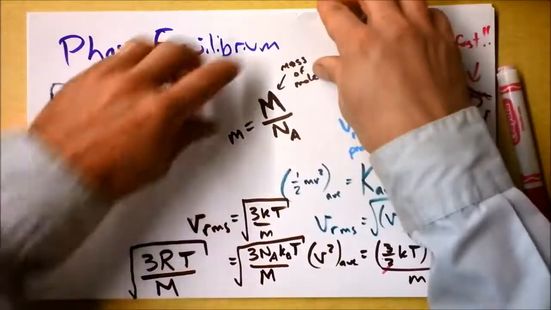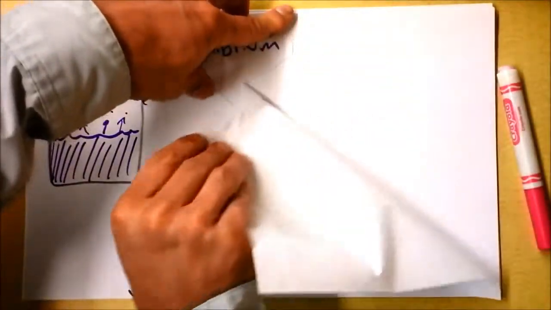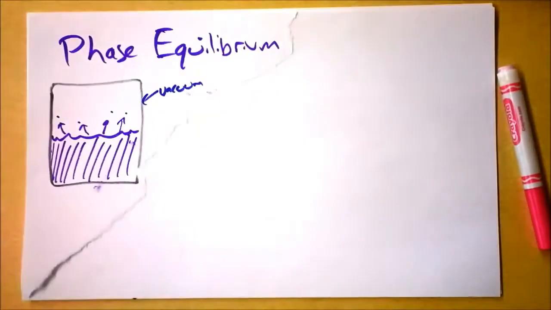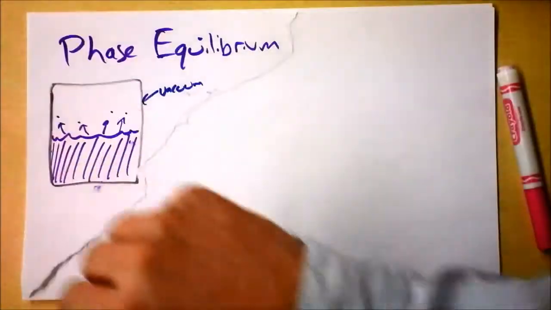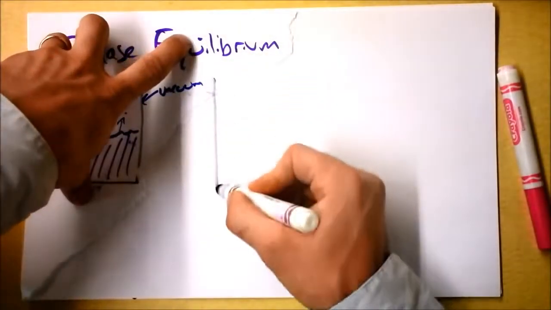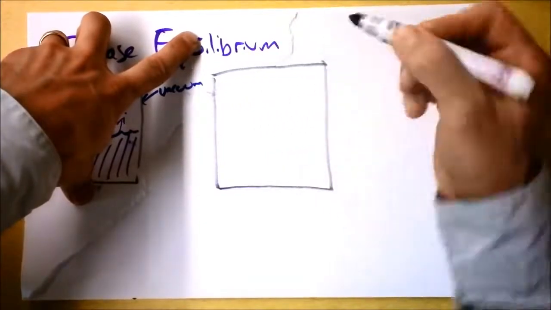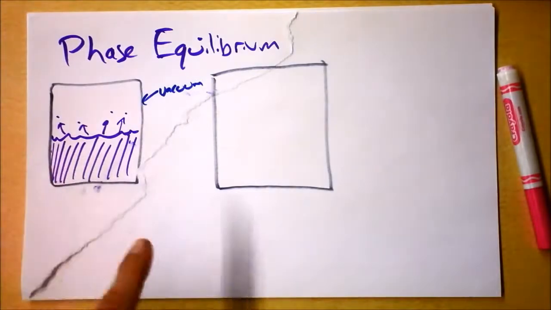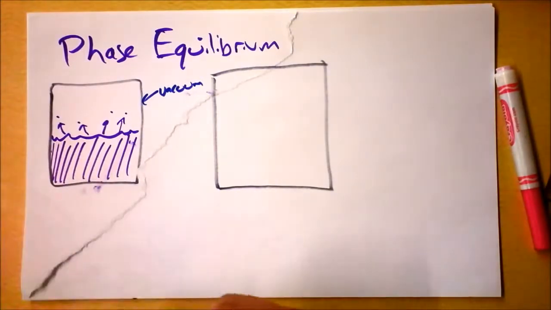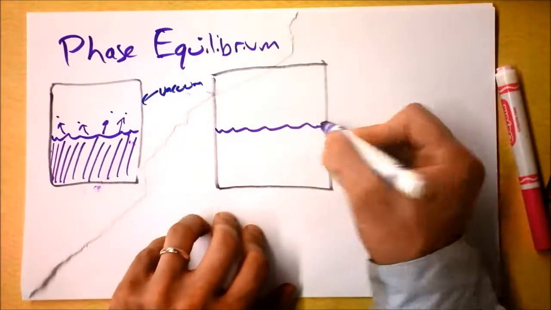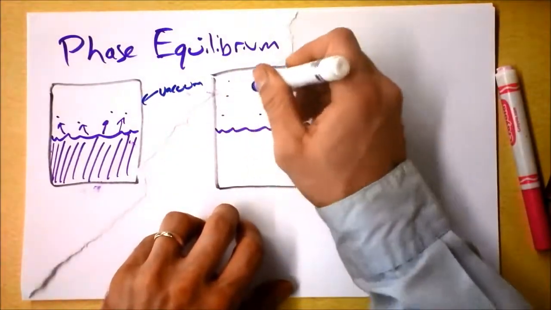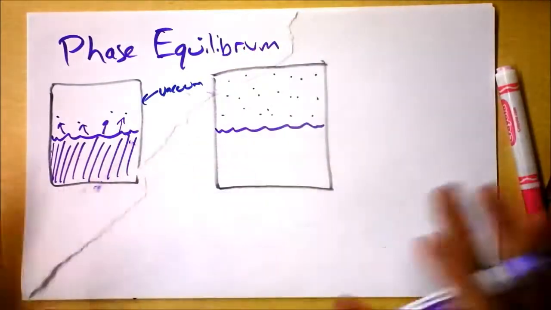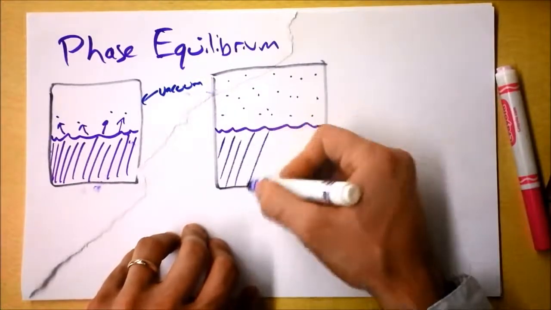So let's see what happens after that. Carefully, I'll tear here and show you that we can draw another sealed container and put the gas in there and see what's going on. There will come a time when all of the molecules with enough kinetic energy have in fact escaped. So the fluid level doesn't change much, but we've got these guys floating around up here. Okay, and I'm going to say that that is phase equilibrium.